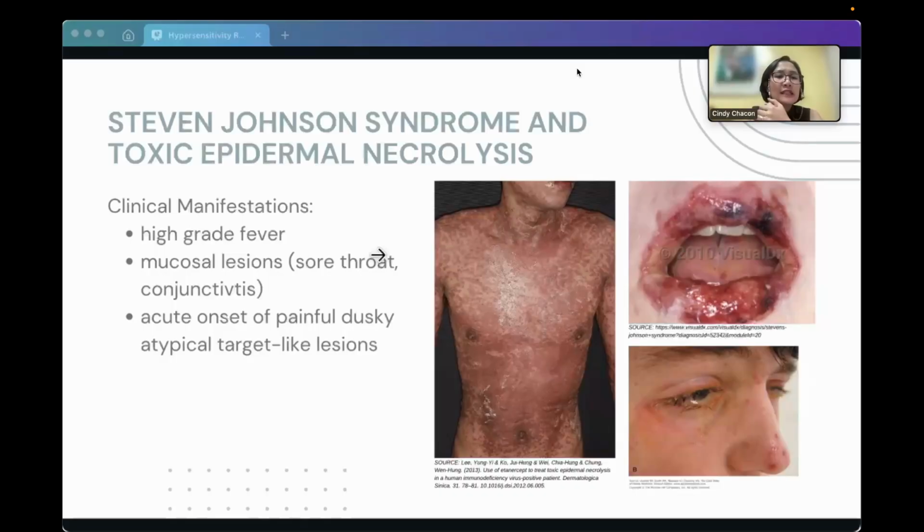What is more distinct here in SJS-TEN is when they start to have epidermal detachment. These patients will look like burn patients. Their skin is very painful. They're very red. Talagang mukha silang nalapnos kung tawagin sa Tagalog.